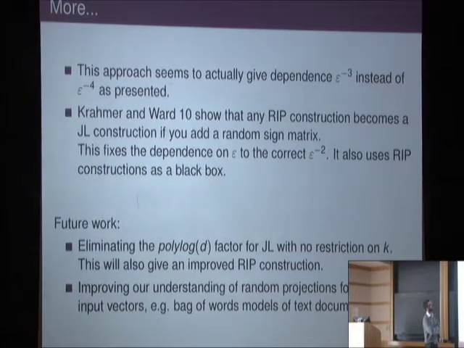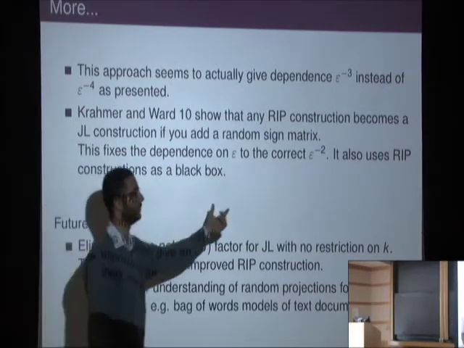It turns out that if you go through this last derivation slightly more carefully with slightly different parameters, you get dependence of epsilon to the minus 3 instead of epsilon to the minus 4, which is better, but also kind of irrelevant because by the time we figured it out, Krahmer and Ward showed that something stronger holds: if you take any RIP matrix and multiply it with a diagonal plus minus 1 matrix, you get a random projection. And also their dependence on epsilon is the correct one, epsilon to the minus 2.